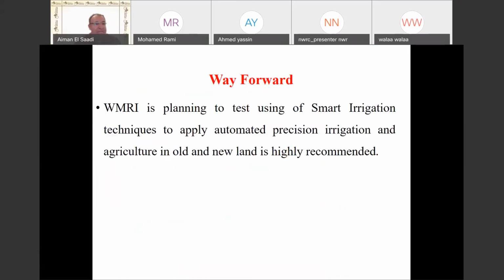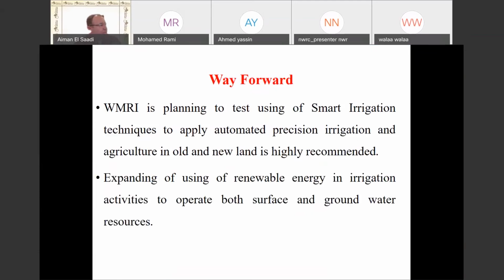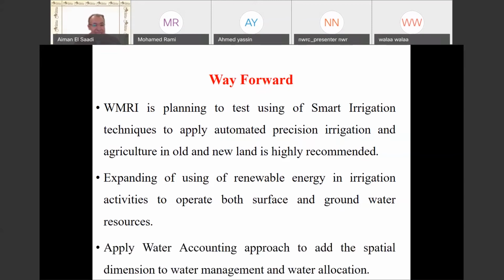Finally, as a way forward, once we introduce such modern techniques, I think the way forward now is to try to apply what we can call smart irrigation. Now we have a modern system. If we add an automation system to such precision irrigation, I think it will be an added value to operate and deploy the system automatically. And I think it is also time to expand using renewable energy in irrigation activities, either for surface water or groundwater.